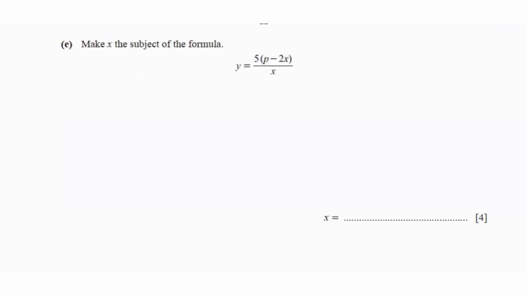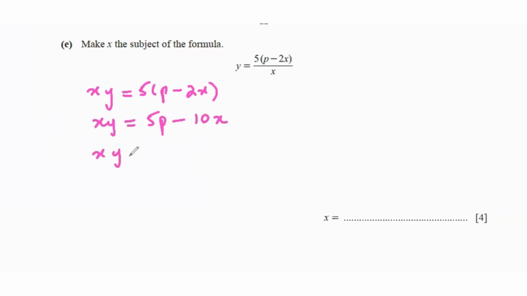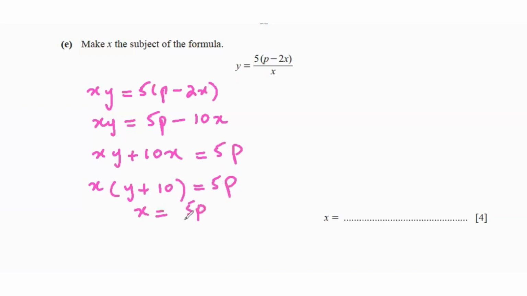Part E says make x the subject of the formula. Once again, cross multiply. So xy equals 5 times p minus 2x. Expand the bracket, so 5p minus 10x. Now collect the terms with x on one side. So it's going to be xy plus 10x equal to 5p. Now we take x common over here. So x bracket y plus 10. So x will be 5p over y plus 10.